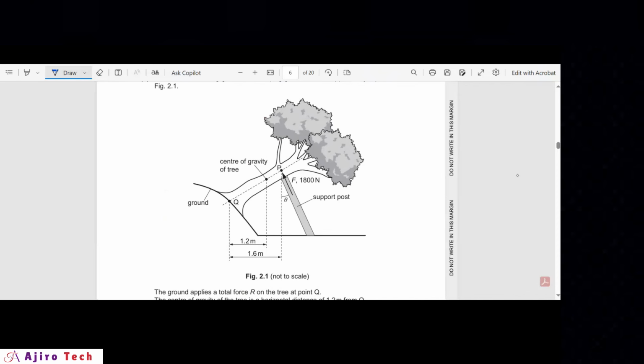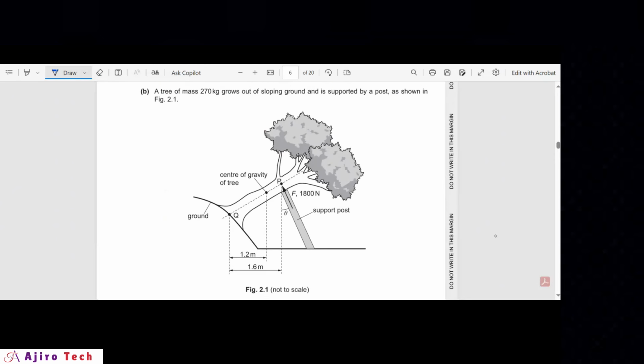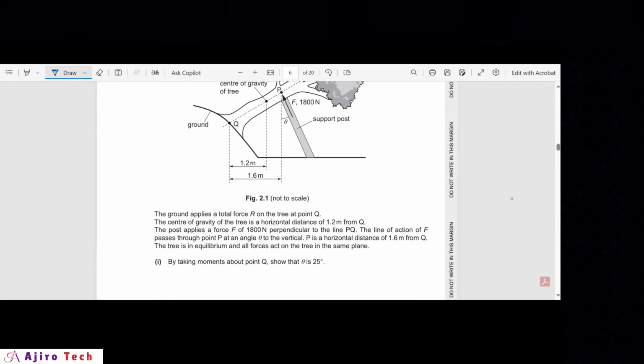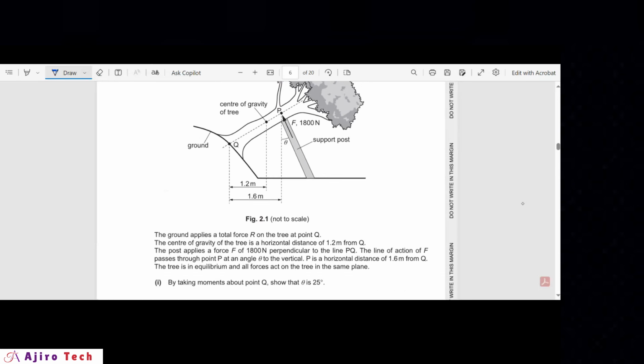Not really. A tree of mass 270 kg grows out of a sloping ground and is supported by a post as illustrated in figure 2.1. Now the ground applies a total force R on the tree at point Q. The center of gravity of the tree is a horizontal distance 1.2 meters from Q.